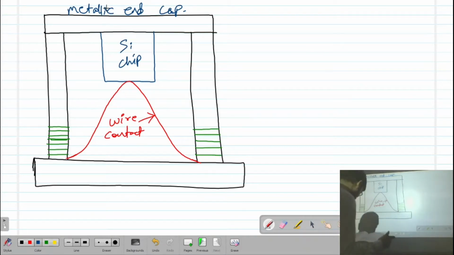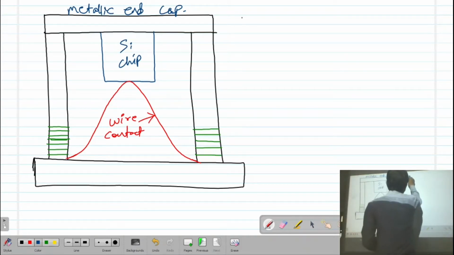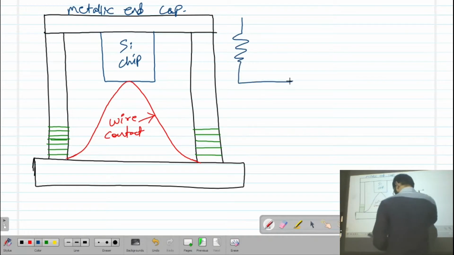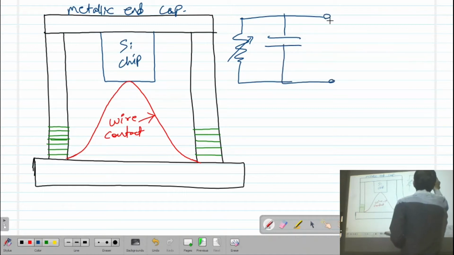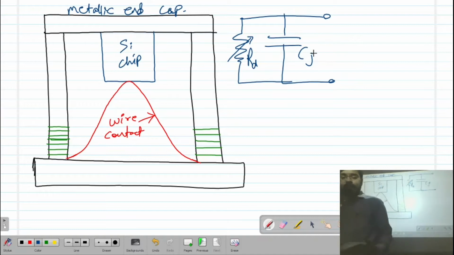Let us see the equivalent circuit of it. The equivalent circuit consists of a variable resistance, a capacitor and two terminals. This is RB, this is CJ. This is nothing but the equivalent circuit of a PIN diode.